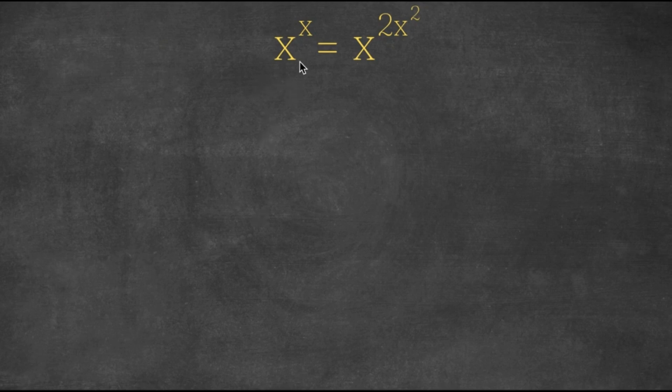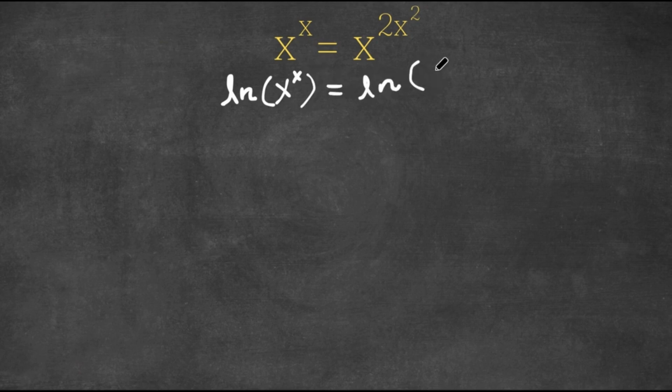In today's video, I'm going to be teaching you guys how to solve this exponential problem. So we have x to the power of x is equal to x to the power of 2x squared. Now what I'm first going to do is take the natural log on both sides. So now we have ln of x to the power of x, and this is equal to ln of x to the power of 2x squared.